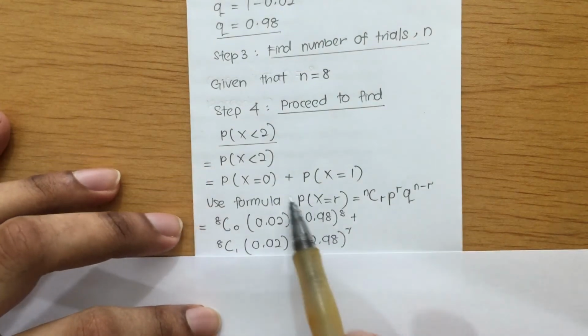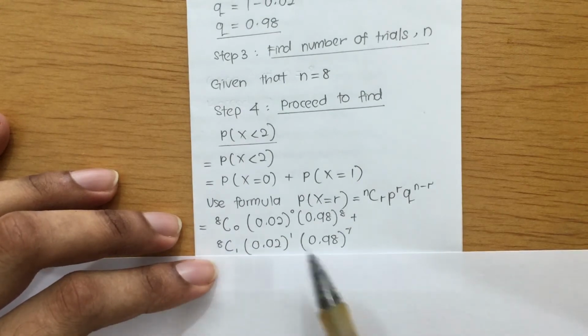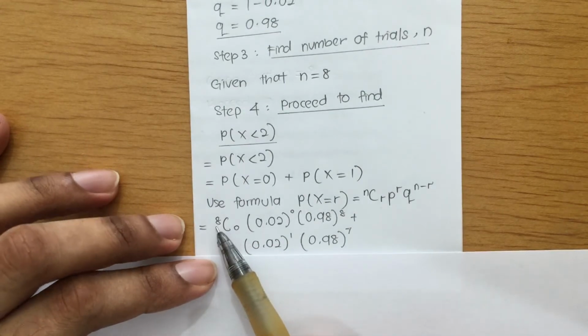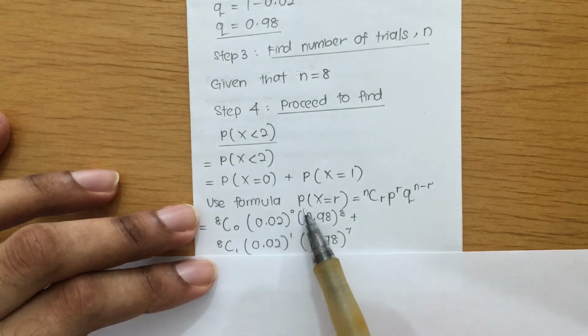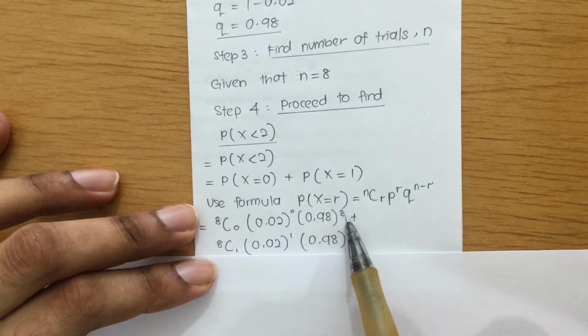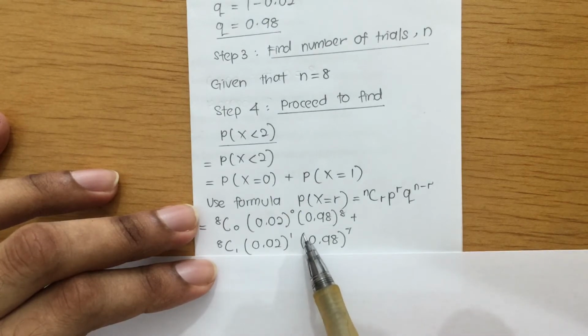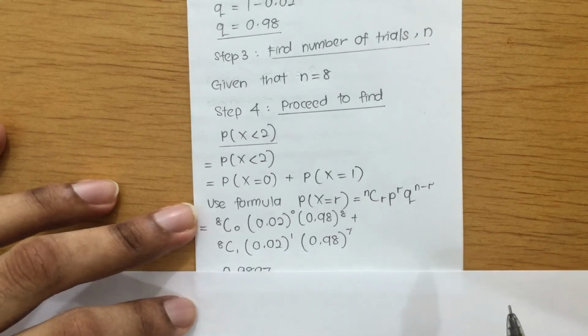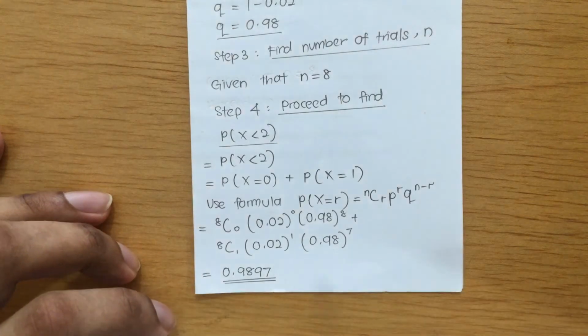So from here we use these values to calculate the respective formula. Given the number of trials is 8, so 8C0, and then in the bracket the probability of success is 0.02, times the number of successes is 0, and then the probability of failure 0.98 in the bracket to the power of 8, plus 8C1 in the bracket 0.02 to the power of 1 times 0.98 to the power of 7. You should calculate this and you should get your answer 0.9897. So this is your answer, guys.